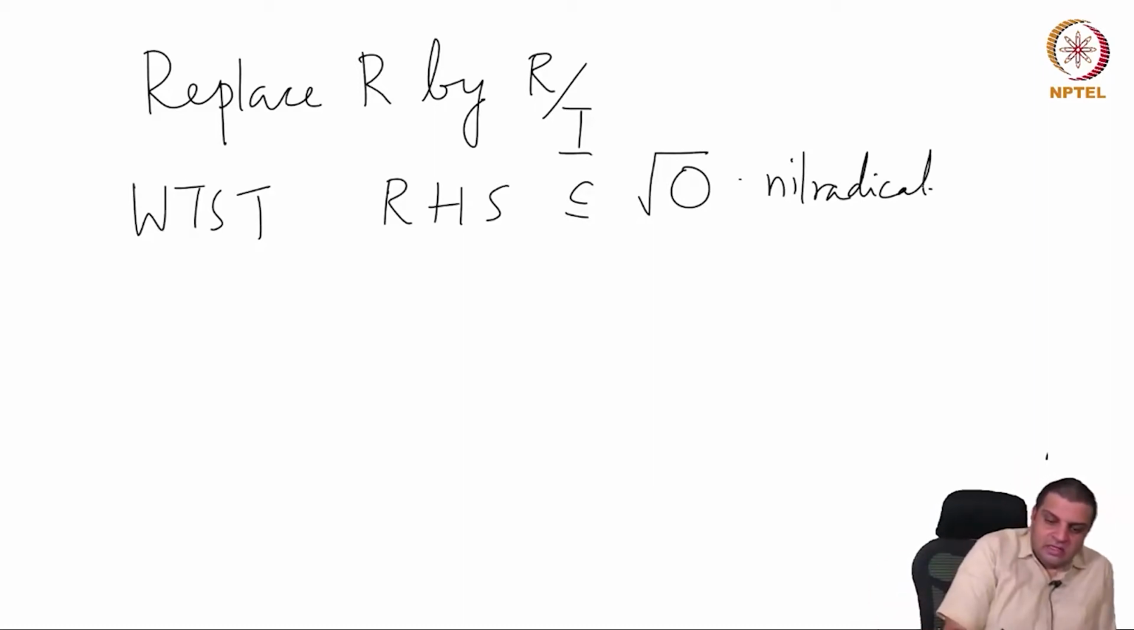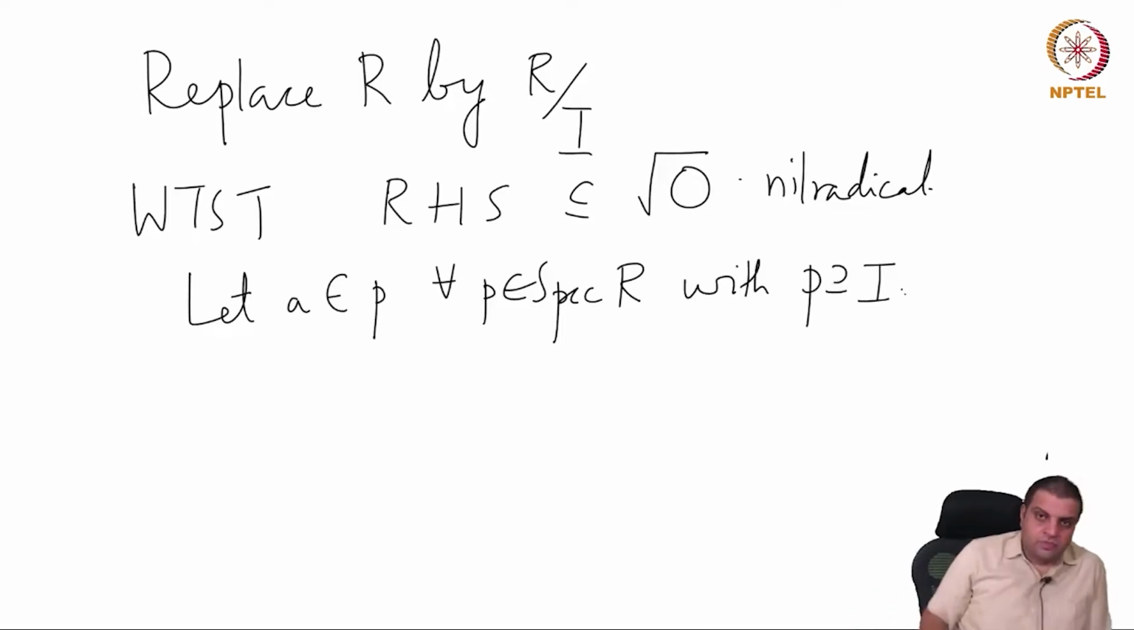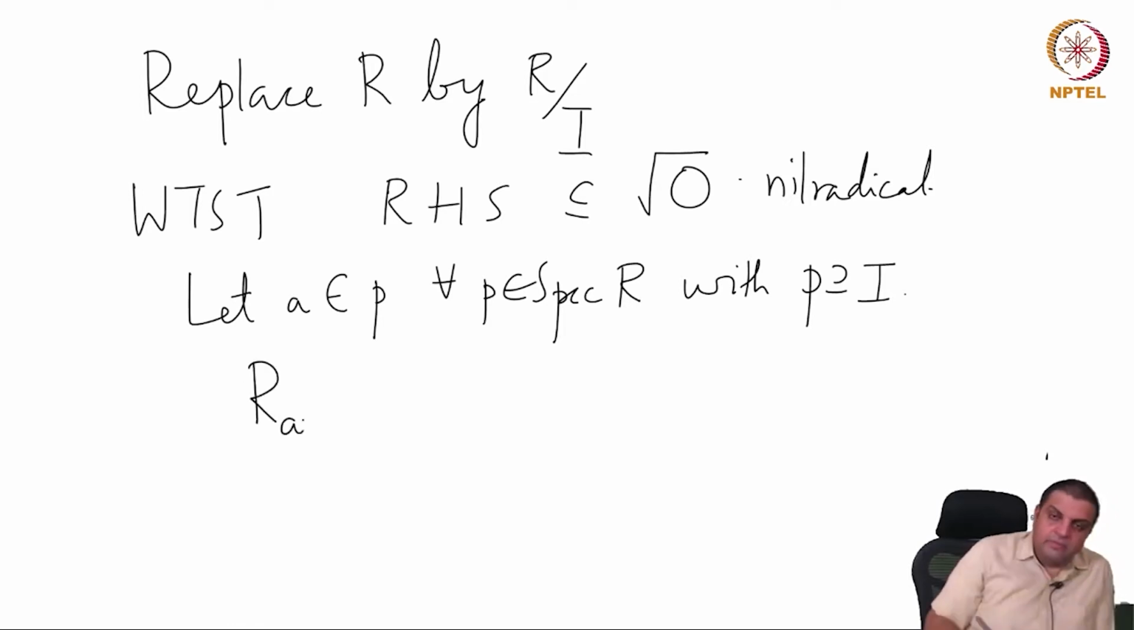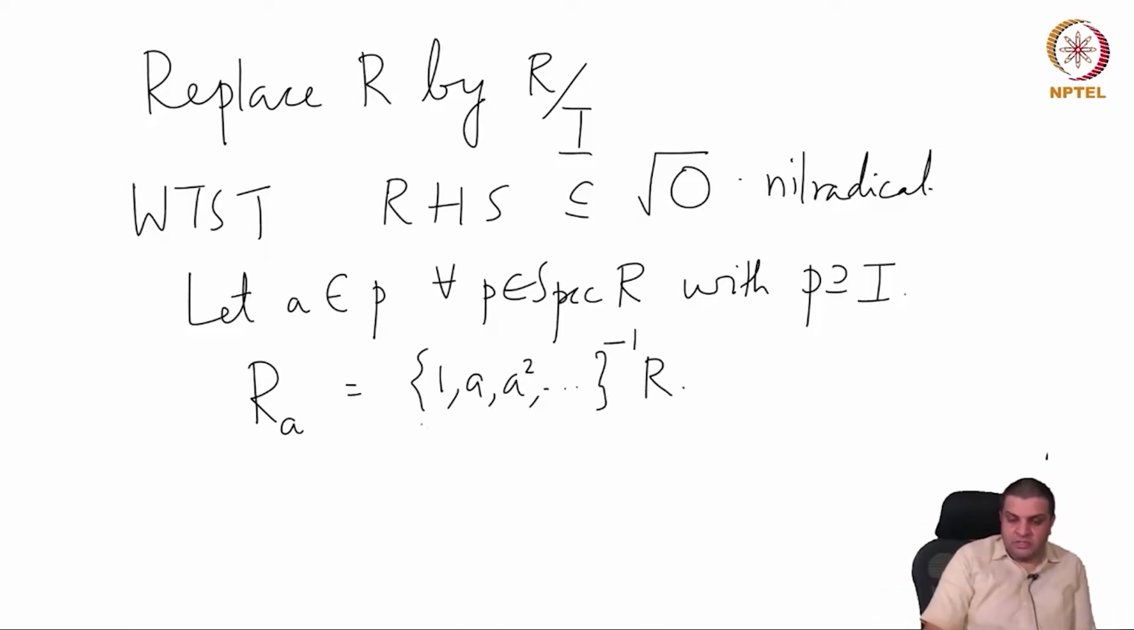Okay, so let A be inside P for all P prime with P containing I. Okay. Now let's consider the ring R localized at A. So remember, this is the set 1, A, A squared, and so on, that set inverted. Okay. So this is a multiplicatively closed set that we are inverting.